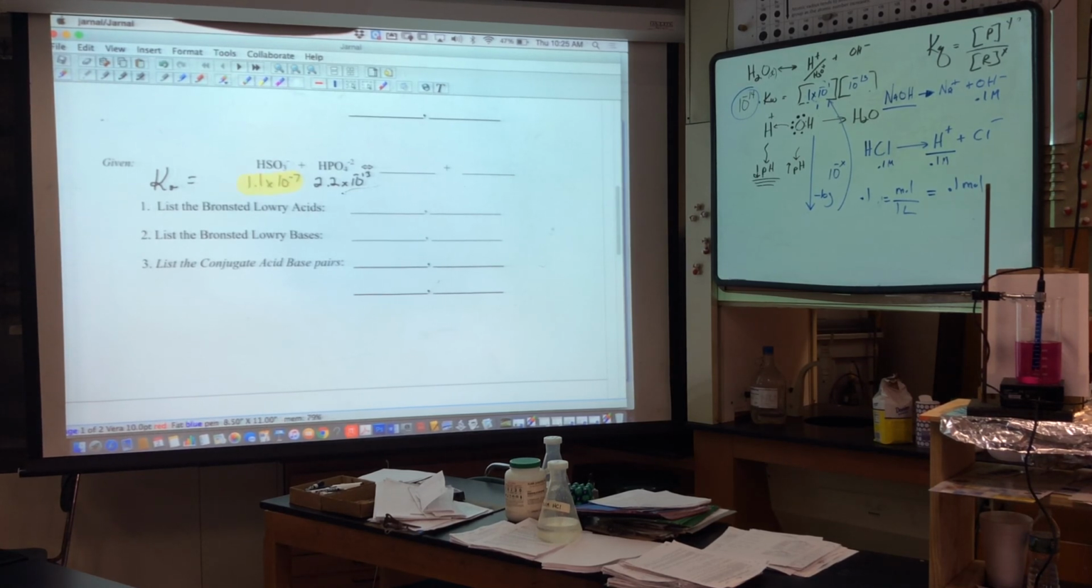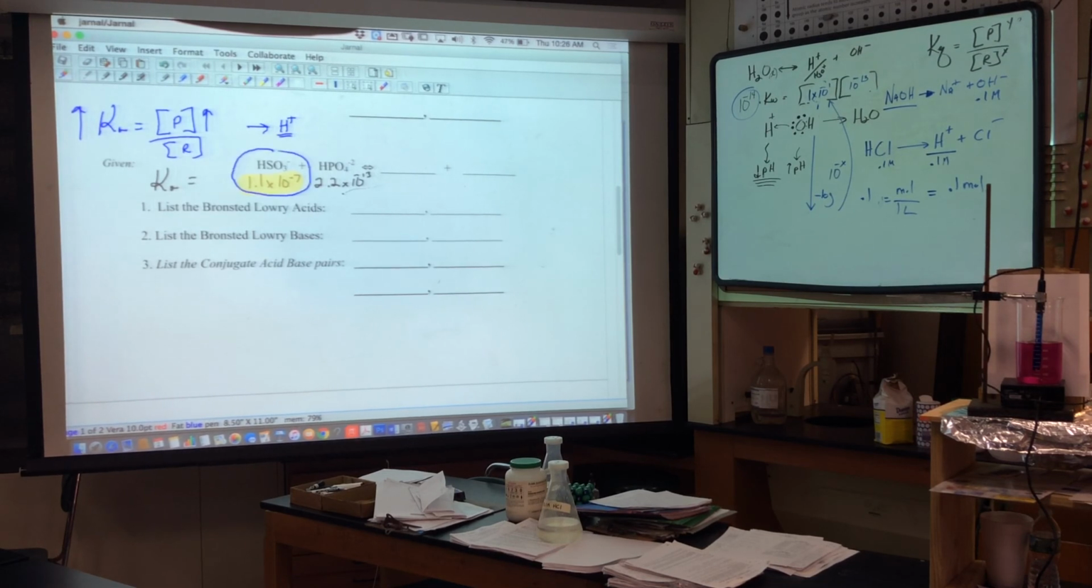Why does that work? Kas are the concentration of products over reactants. So if I've got a bigger Ka, I've got more products, which means the acid makes more H pluses. This is your acid. Booyah! It is the higher Ka. So this must be what? Your base. Now finish it.